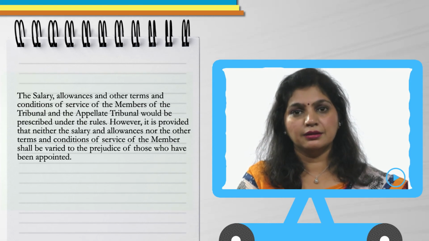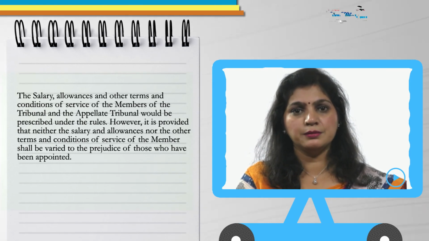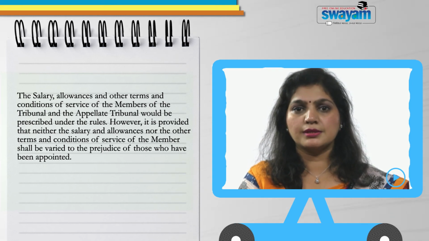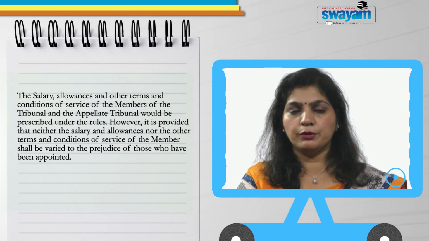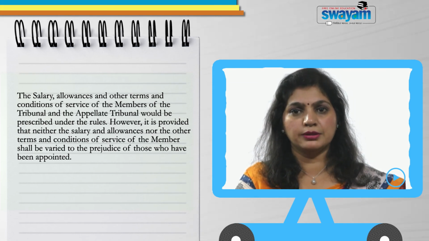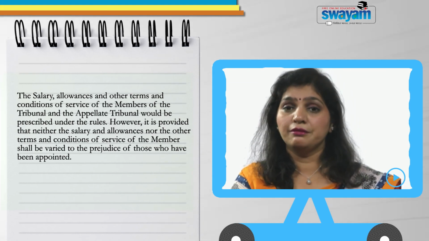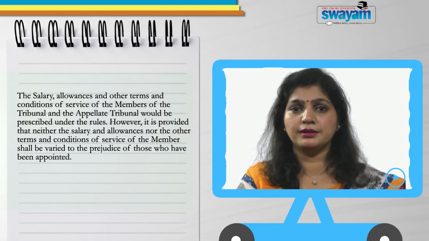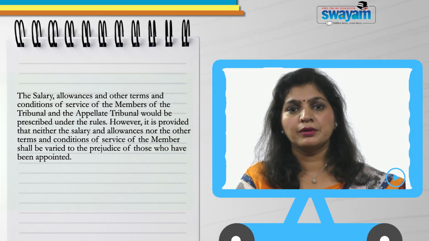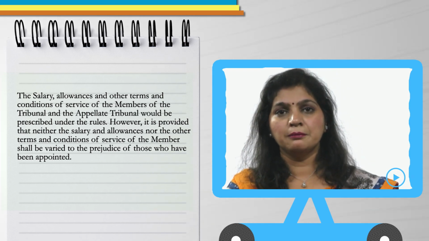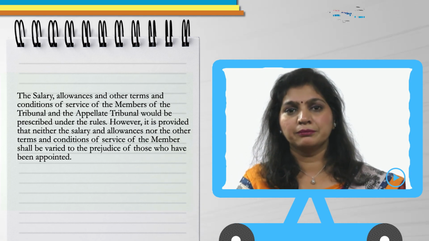The salary, allowances and other terms and conditions of service of the members of the tribunal and the appellate tribunal would be prescribed under the rules. However, we have to see that it is provided further that neither the salary and allowances nor the other terms and conditions of service of the member shall be varied to the prejudice of those who have been appointed.